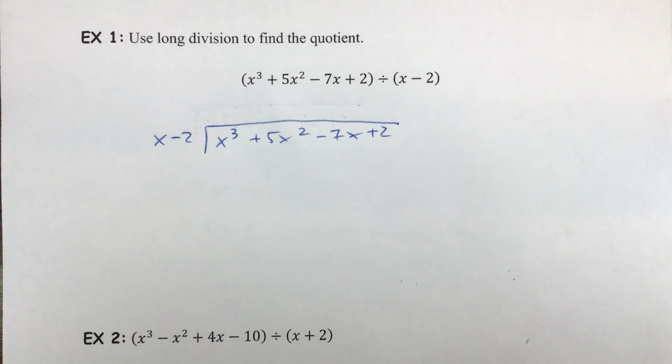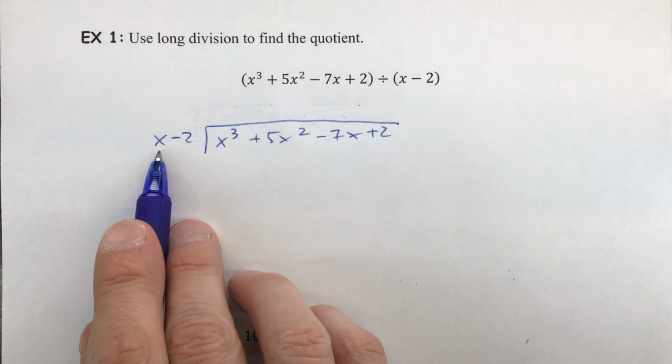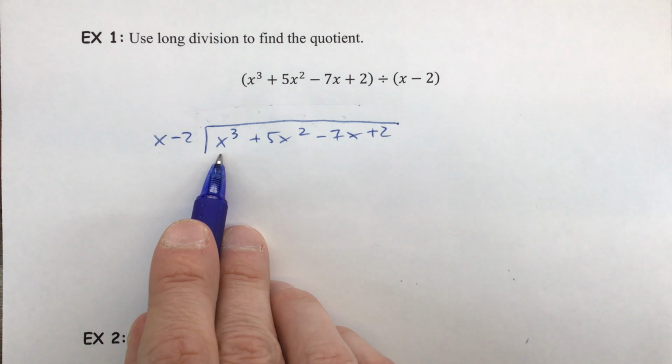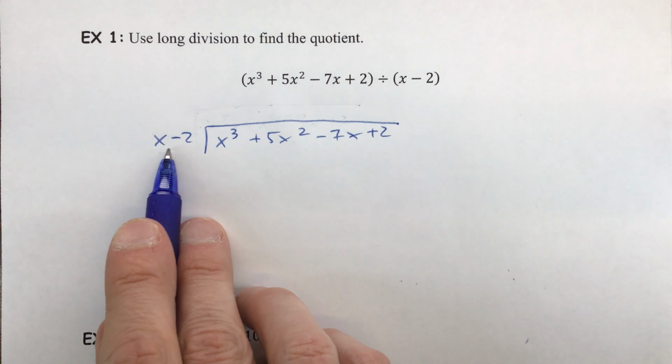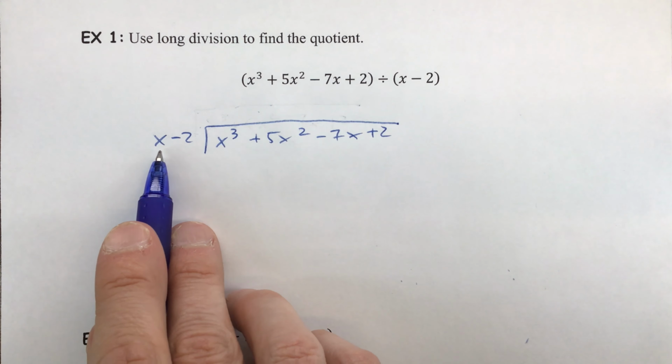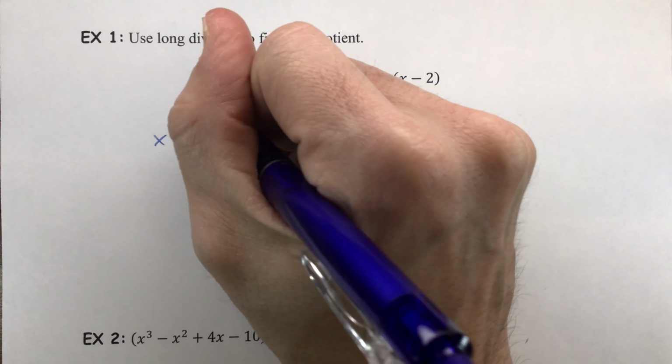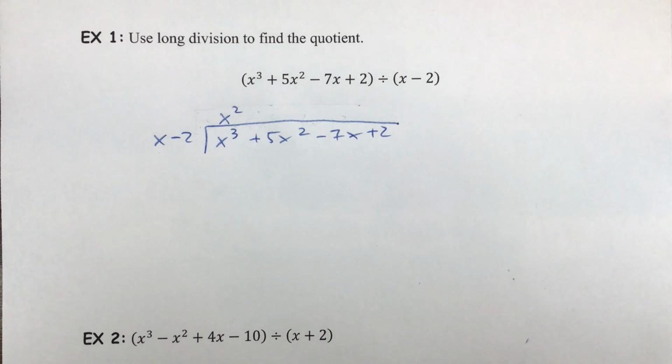Okay, and you're going to go through a series of questions. Those answers are going to then give you an instruction on what to do. The first question that you're going to ask is, what would I multiply this leading term by to create this leading term? Okay, don't worry about anything else. Just look at leading terms. What do I multiply x by to get x cubed? The answer to that would be x squared.